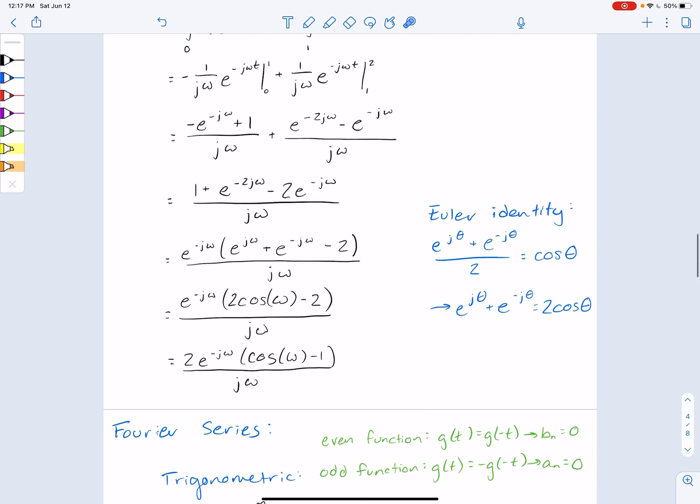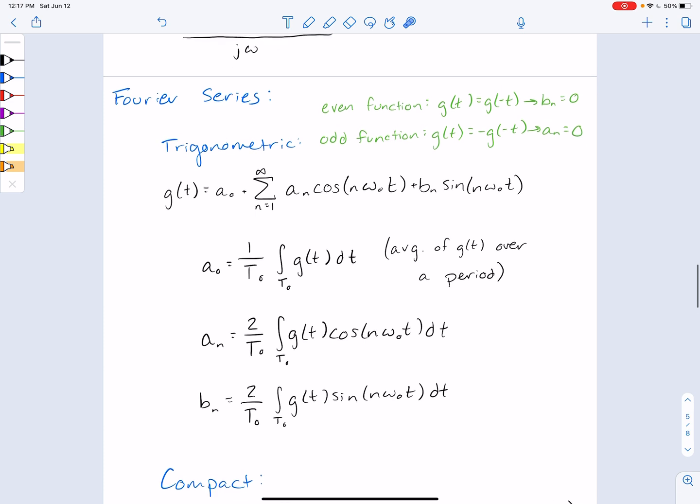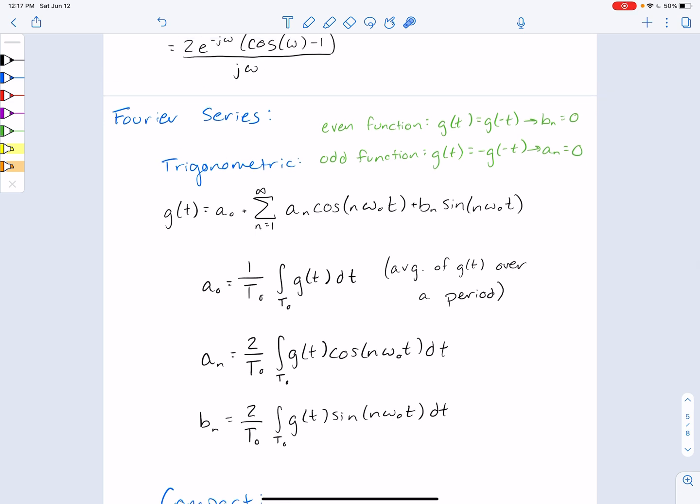So anyways, continuing on to Fourier series, we have 3 types. They're all going to be for power signals that are repeating. There's just 3 different ways of writing them. Sometimes we want it in the trig form, sometimes we want it in compact form, and sometimes we want it in exponential form. So the trigonometric Fourier series is what you're already familiar with from linear circuits 2. It's got sines and cosines with your coefficients being an, bn, and a naught.